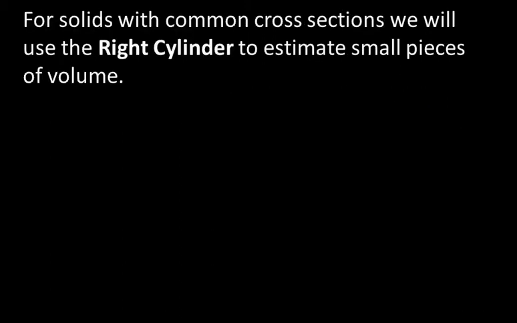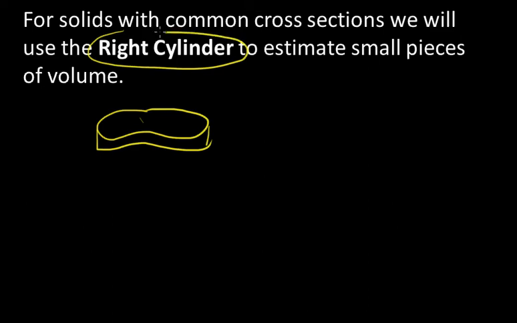Now we know that for area we use little rectangles to estimate small pieces of area, and for volume we are going to use a common volume that you've all used before, but maybe not in this generalized sense. And let me draw one for you. It's called a right cylinder. What that means is that the top is congruent to the bottom.